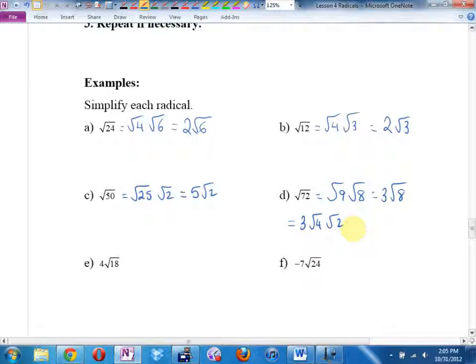What is the square root of 4? So you're saying this is really 3 times 2 times root 2? Except I wouldn't write 3 times 2. Well, what's a nicer way to write 3 times 2? What is that? This whole thing is 6 root 2.